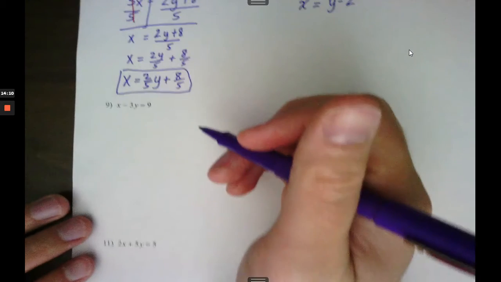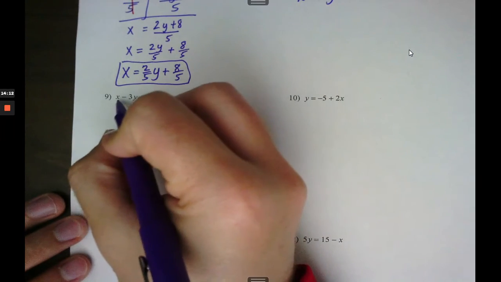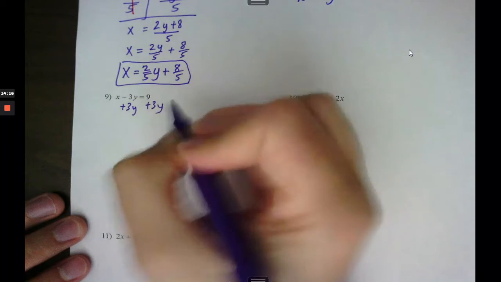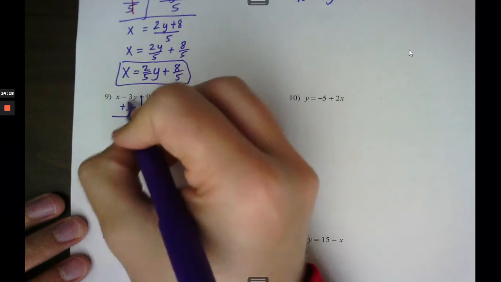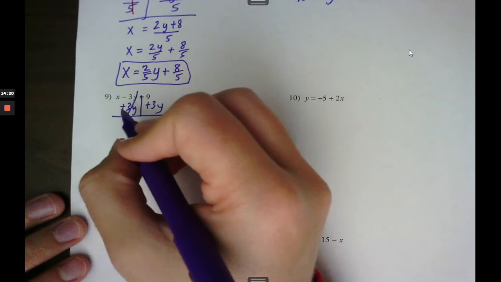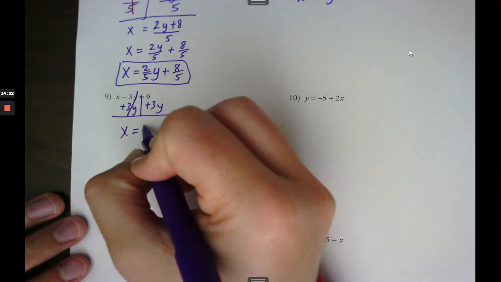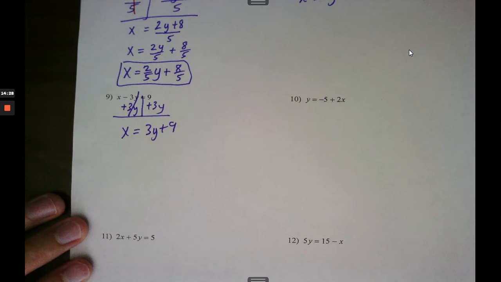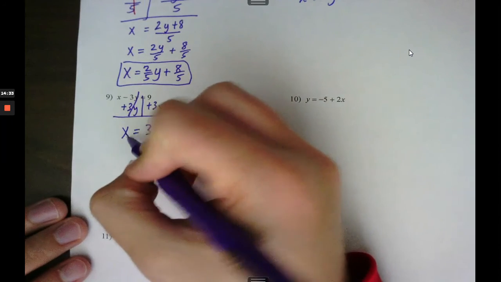Alright, moving on to number 9. Again, solving for x, so we're going to add 3y to both sides. And just like on the last one, we get x equals 3y plus 9, and I don't have to do any division because, like I said, there's no coefficient in front of that variable that I'm trying to solve for. So that is 100% complete.